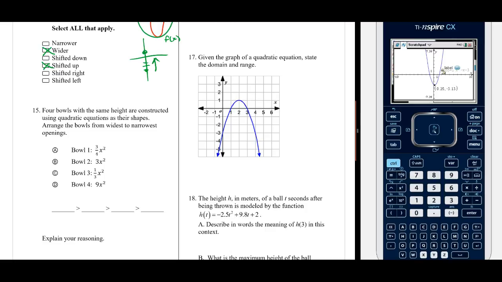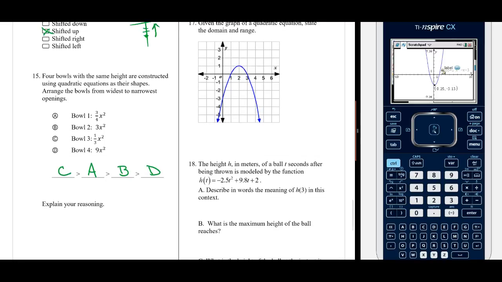We just have to decide what's a smaller number, 3/4 or 1/3. 1/3 is smaller, then 3/4, then 3, then 9. And we don't care about positive versus negative, we just care about the absolute value of the size.